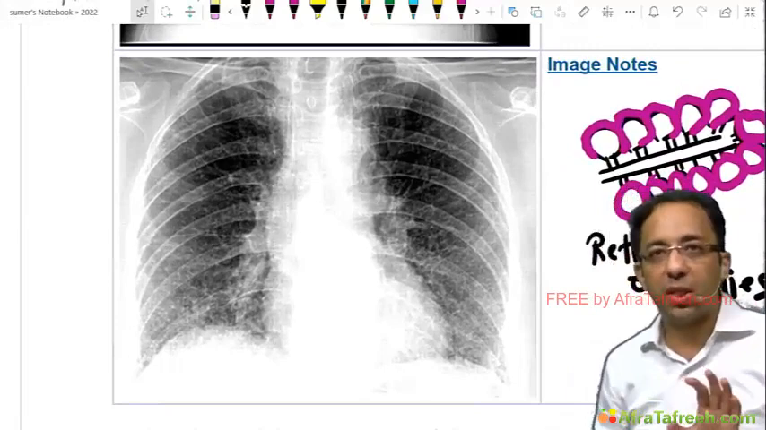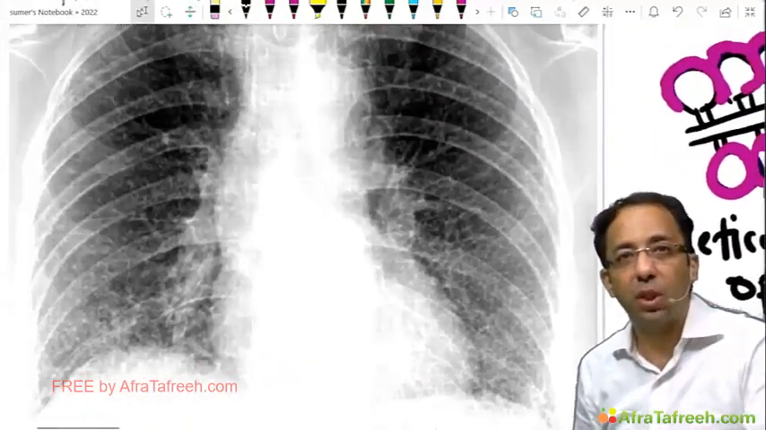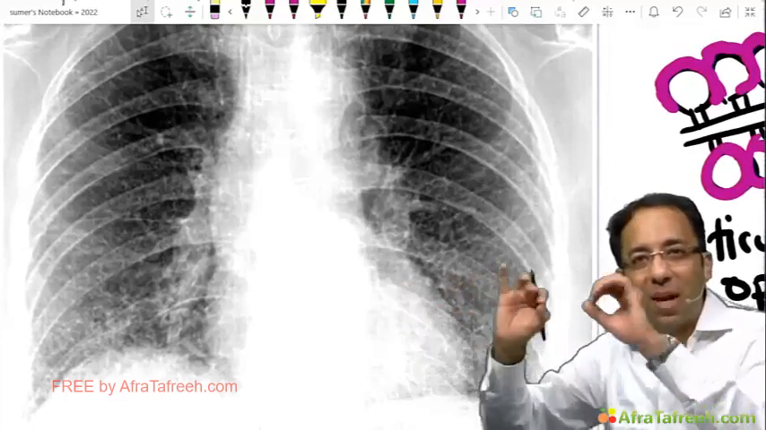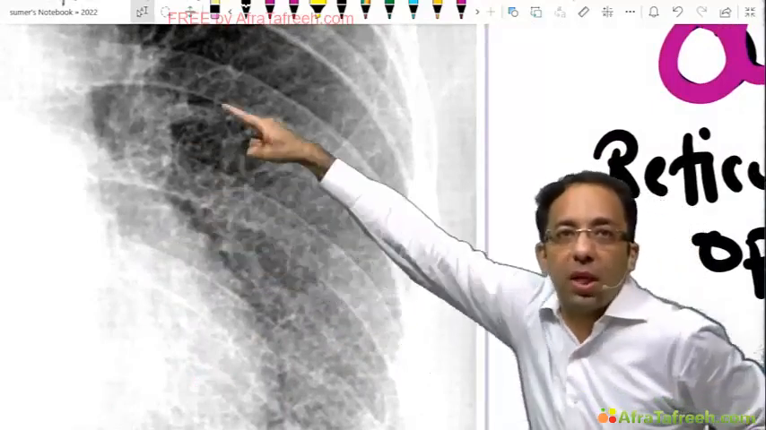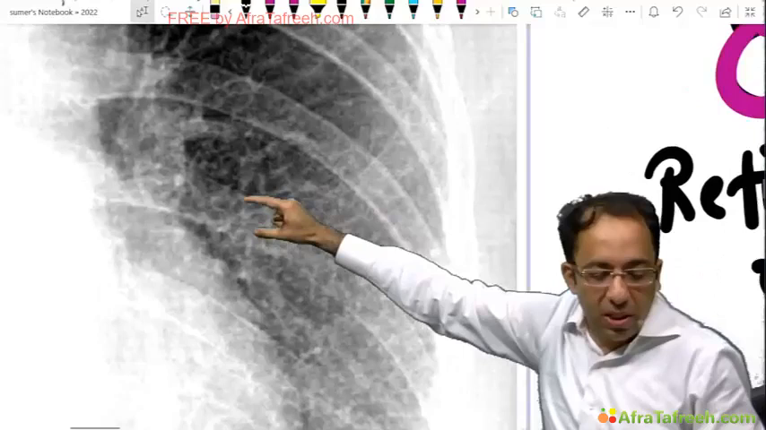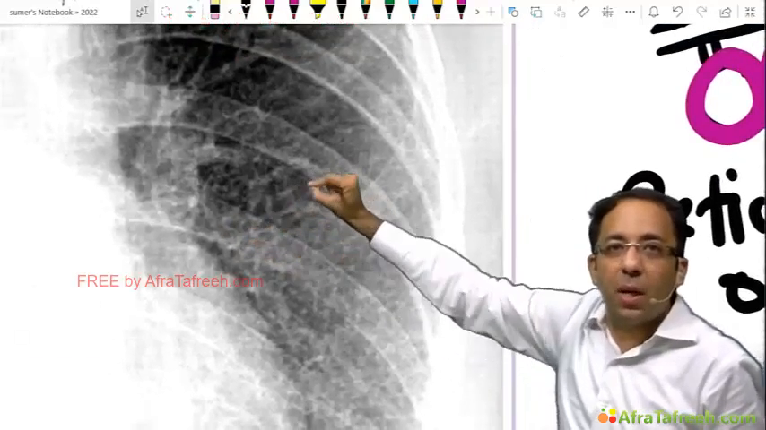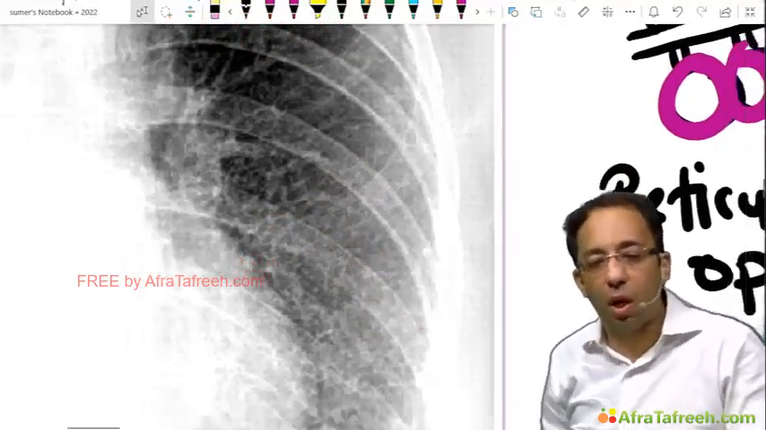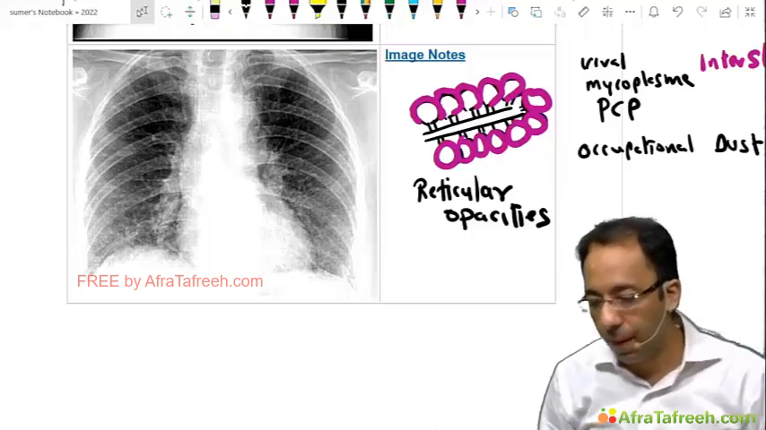So how does it look? I want you to see this X-ray. I'm zooming in; both sides have some lines. I'll zoom it and show you. Can you see over this area? The entire lung. Please look at this area. It looks as if there are tiny, fine net-like opacities overlying the lung. How will I say this? I will say this patient has reticular opacities.